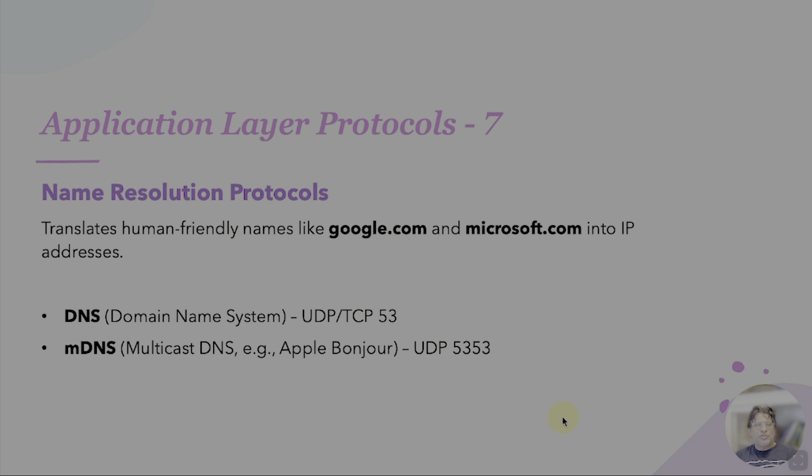Then there are the name resolution protocols. For example, if you want to translate human-friendly names like google.com, microsoft.com. We as human beings find these names easier to remember, so we go to the browser and type in this information. For the computer, this information doesn't mean much, unfortunately, because computer networks work based on IP addressing. So in this case, the DNS server is invoked, which will translate these names into IP addresses. This is where DNS comes into place, the Domain Name System. This works on UDP or TCP port 53.